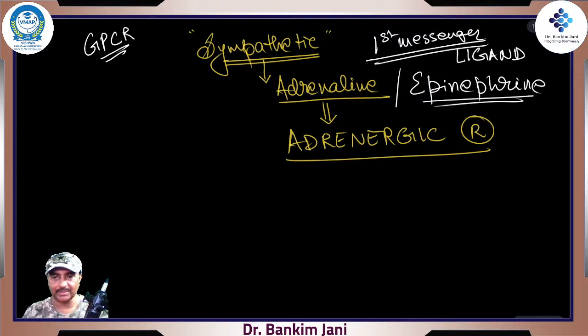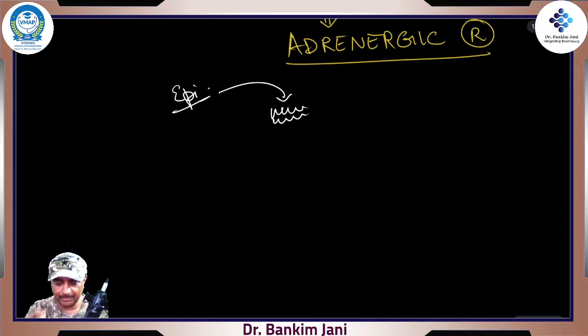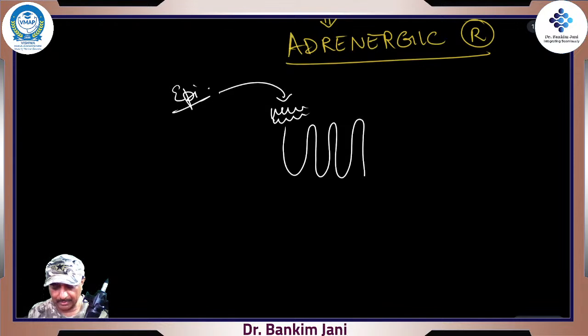So now the story starts, right? Story starts. So here is epinephrine. Epinephrine, right? It stimulates that 7 pass receptor. So 1, 2, 3, 4, 5, 6, 7, right? So this is a 7 pass receptor. It is stimulated. When it is stimulated inside, it generates that action, right?